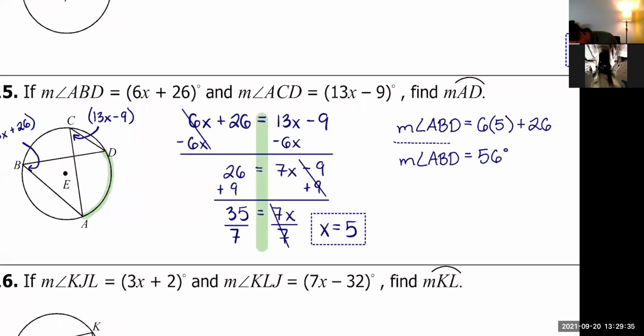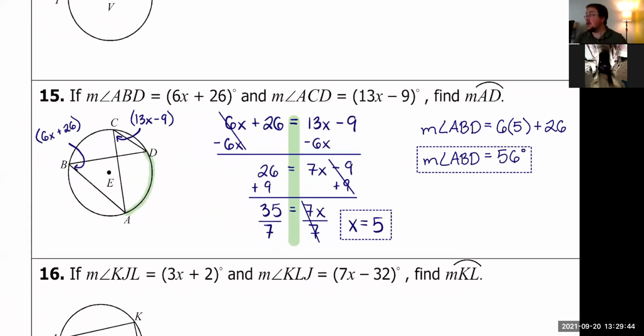Now, be careful. That is the inscribed angle. What am I looking for? Arc AD, which is the arc that angle ABD and ACD for that matter intercepted. Well, if the inscribed angle is always half the arc measure, in this case, what would I do to find the arc measure? Times by 2. Not divide by 2. I already have the inscribed angle. I need to multiply by 2. The arc is always bigger than the angle. So the measure of arc AD is 112.